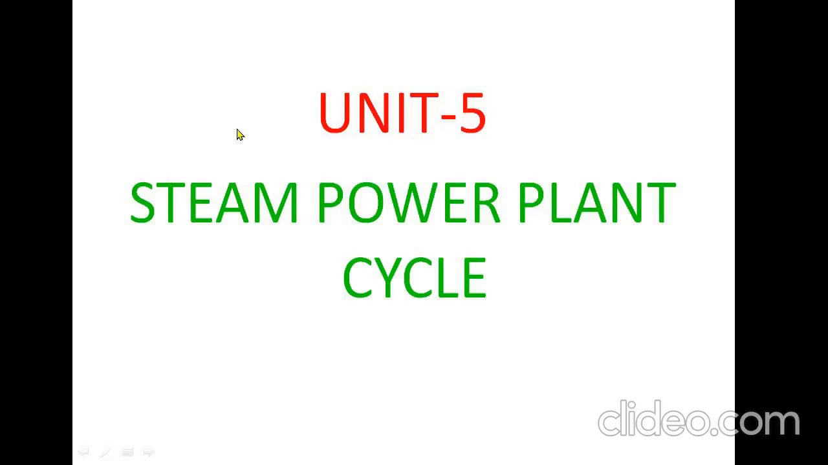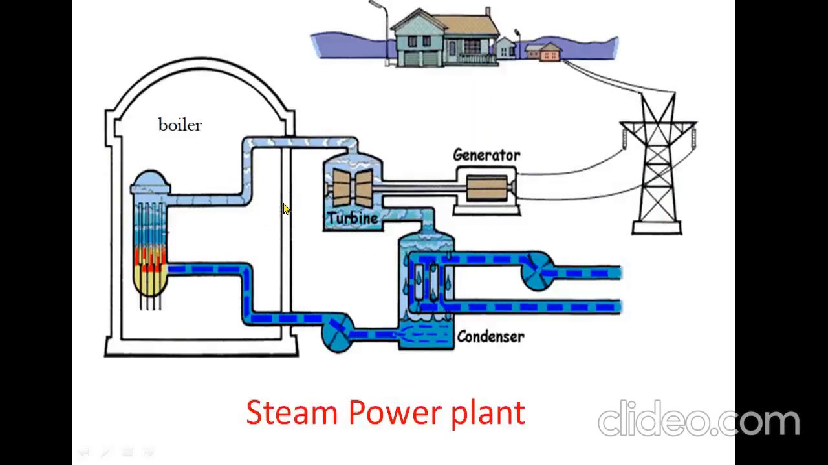Students, this is the first video on steam power plant cycle. First we will see what is the steam power plant, what are the main elements of the steam power plant, and how they function. Basically, a steam power plant consists of 4 elements: boiler, turbine, condenser and pump. Out of these 4, we already discussed in detail the boiler and condenser.